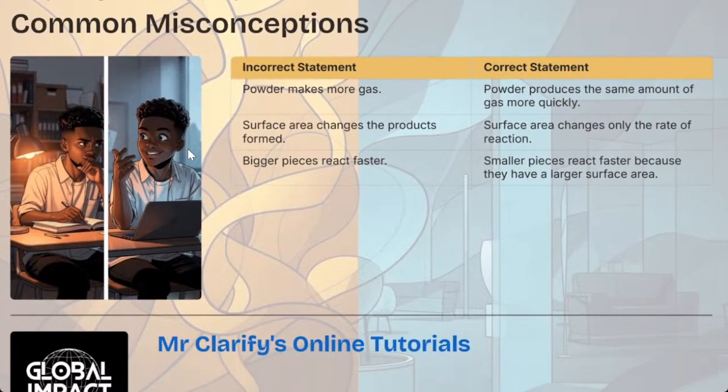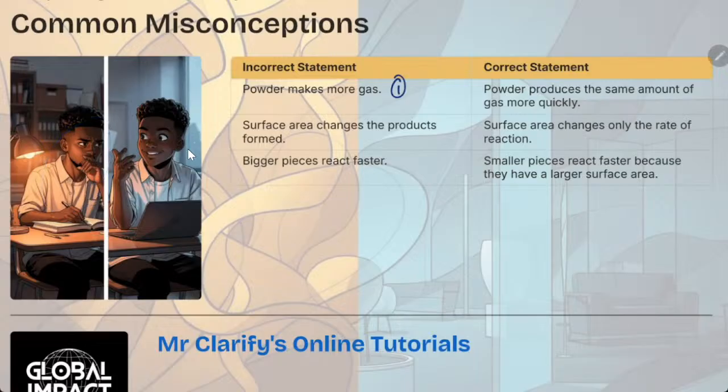Here's a common misconception. Look at this misconception. Number one, powder makes more gas. Is this true? Can we have more output because of the powder? Let's say you are reacting to get a gas. Can you have more gas because you are now using a powder? That's wrong. Never think that.